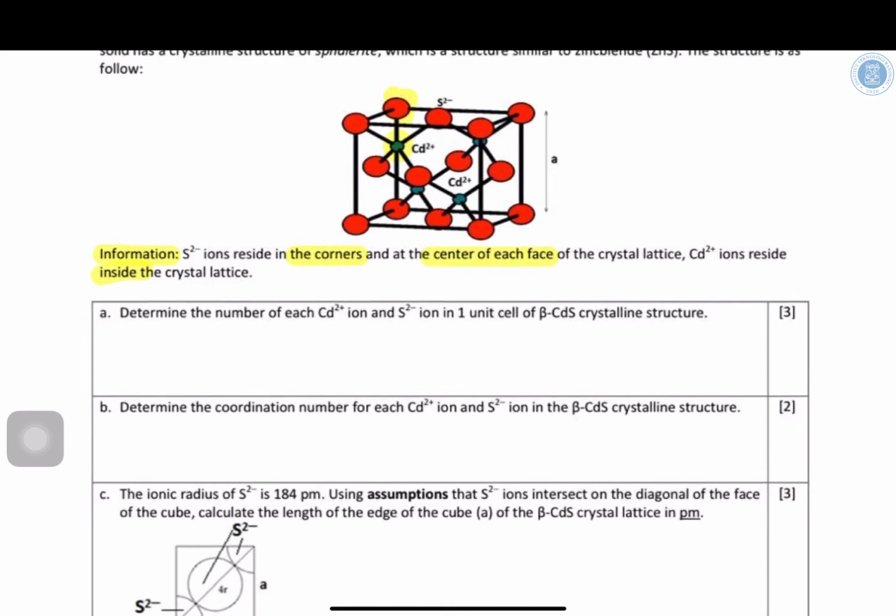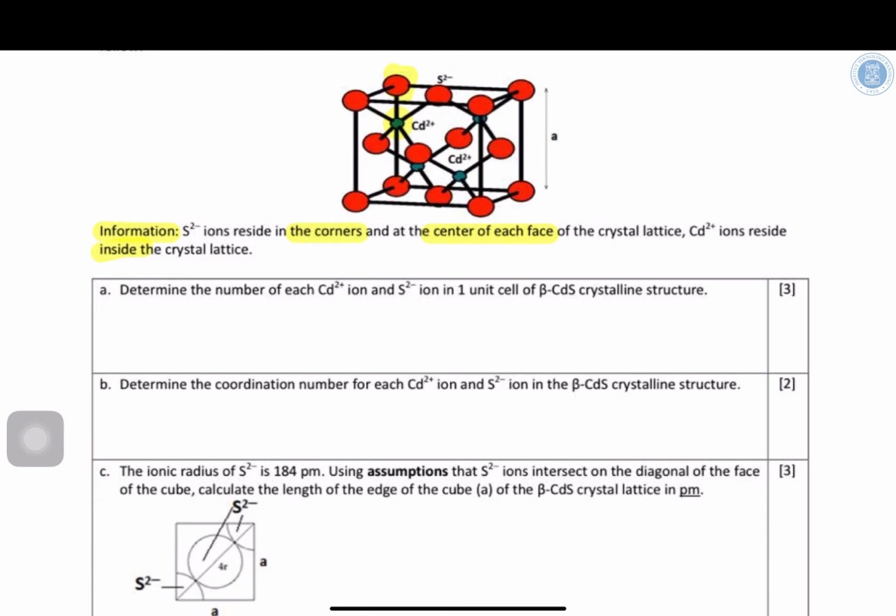Now for question A, determine the number of each cadmium 2+ ion and sulfide ion in one unit cell of the beta cadmium sulfide crystalline structure. So, for the cadmium 2+, we are going to count the small green cations which reside inside the unit cell. The green one here, 1, the next one over here, 2, the other one here, 3, and this one here, 4. So in total, we have 4 ions.